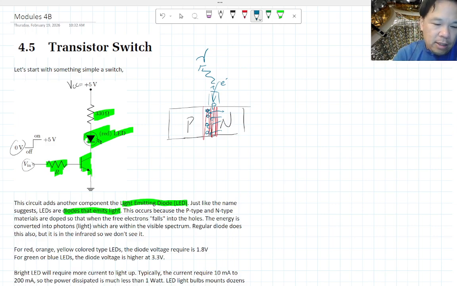But these light emitting diodes are designed so that the energy gap between the electron being in this free state to having it captured by one of these holes happens to be about 1.8 electron volts, and that actually creates a photon that's visible. In fact, that's going to be a red color photon that we can see, and that's why these are light emitting diodes.